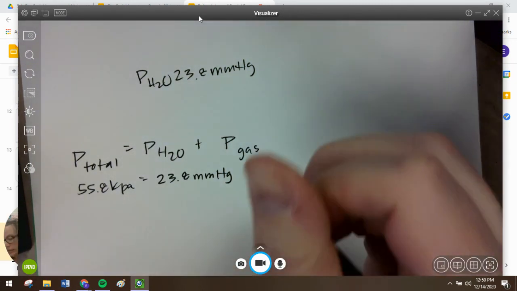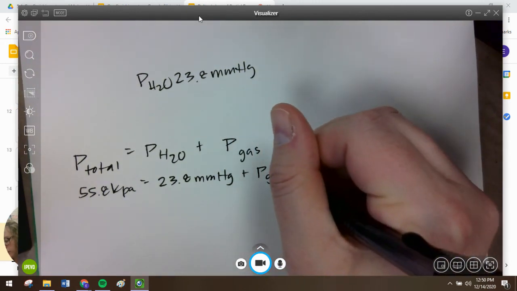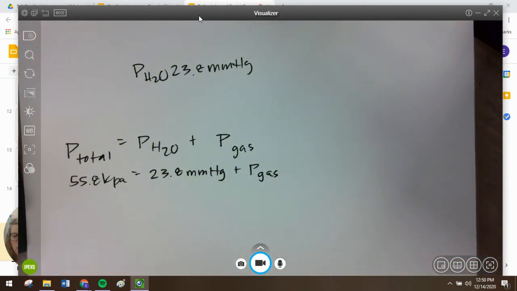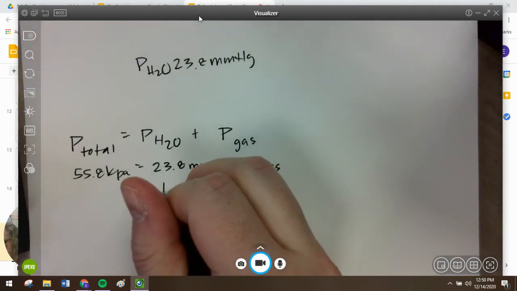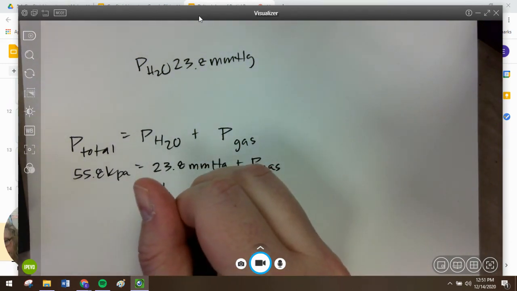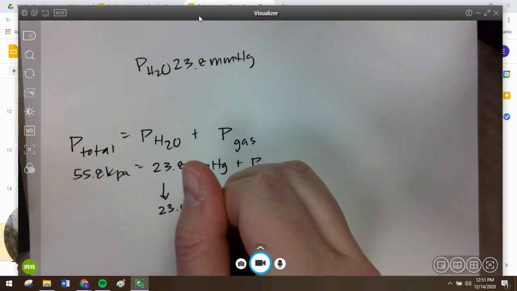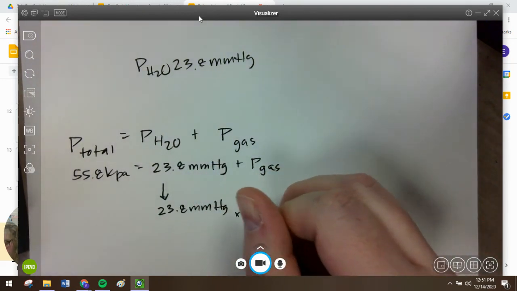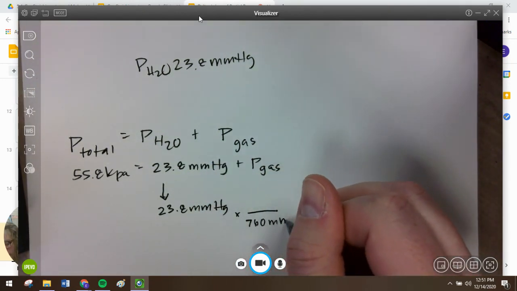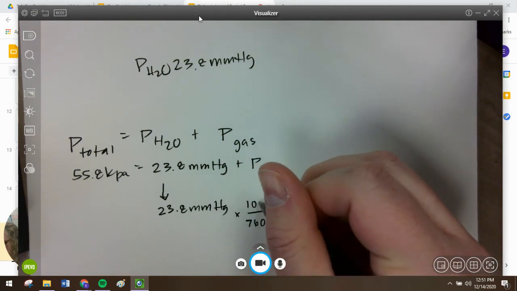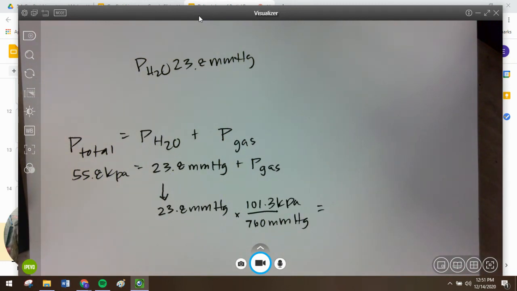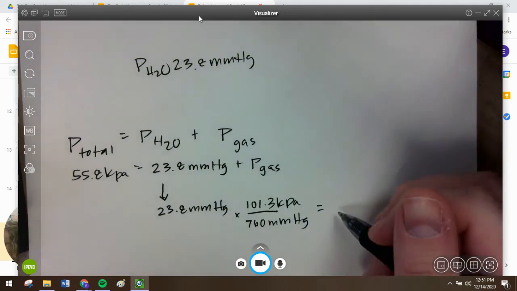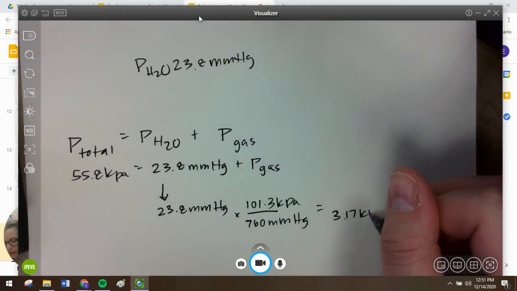Now, problem. These two things need to be in the same units so that I can do a little bit of subtraction to get the pressure of the gas that I am looking for. So I am going to convert that into kilopascals. I have 23.8 millimeters of mercury, and it is 760 millimeters of mercury for every 101.3 kilopascals. Just make sure that they're in the same units, especially if we're doing a lab, because they sometimes cause problems. When we figure that out, it comes out to be 3.17 kilopascals.